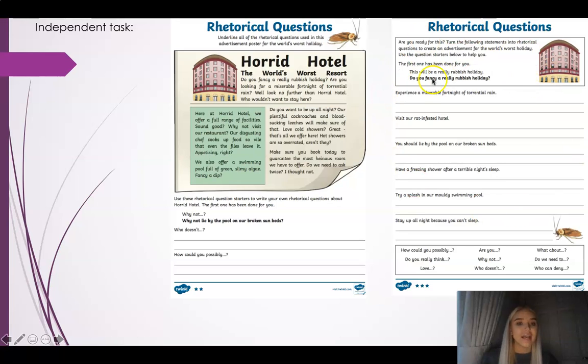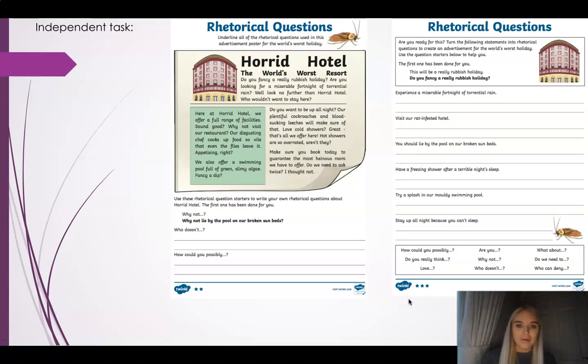Then your second task for today is to turn the following statements into rhetorical questions to create an advertisement for the world's worst holiday again. So you could have the statement, this will be a really rubbish holiday. You could turn that into the rhetorical question of, do you fancy a really rubbish holiday? And I've got some other sentence starters that you can use here.